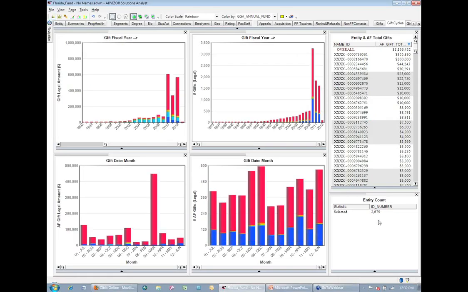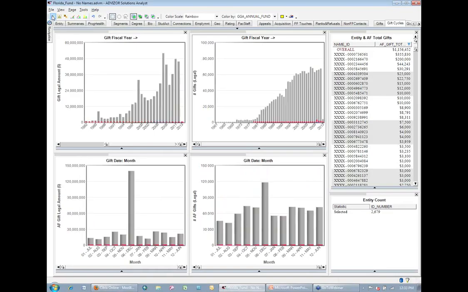2,679. So if I did a quick percentage of that, roughly 40% came back in 2011. So let me see how I did the following year, if I was able to retain the people acquired the following year. So I'm going to put everybody back into the project.